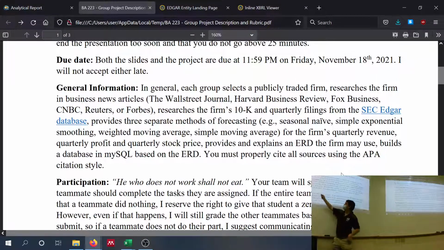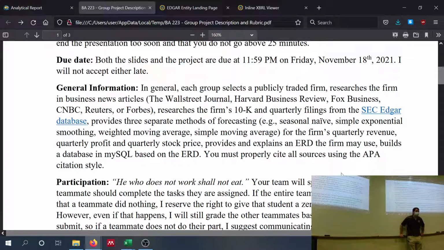You're going to be doing forecasting with 3 different methods. So I listed off some different methods of forecasting. You could even use naive forecasting if you wanted, okay? So you got 3 different things: quarterly revenue, quarterly profit, quarterly stock price. For each of those 3 things, you're doing 3 different forecasting methods. Okay, does that make sense? So, quarterly revenue. How many forecasting methods do we do for it? 3, right? Quarterly profit. It's going to be another 3. Quarterly stock price. Another 3. So in total, you're doing 9 forecasts.